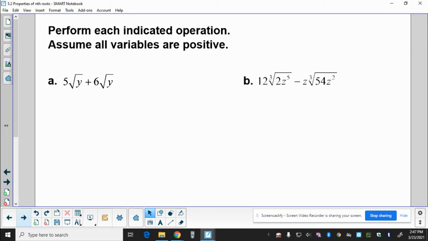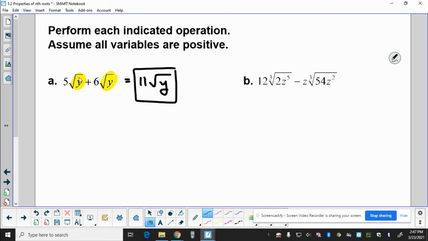What if we're adding and subtracting? Well, it's all about like terms. So in part A, what I see here is that I've got like terms. So 5 plus 6 is just 11 times the square root of y, as long as you have like terms. Part B, we don't have like terms, but maybe we will. So what I want to do is rewrite each expression, because what I see is I have cube roots. If I can get the same cube root, I can probably do a little work with this.